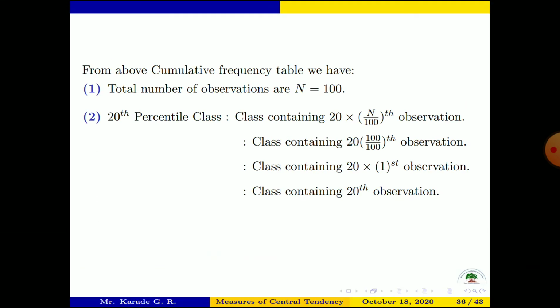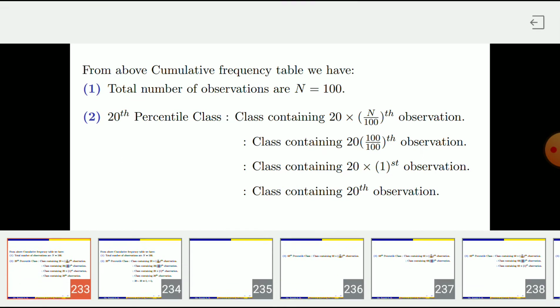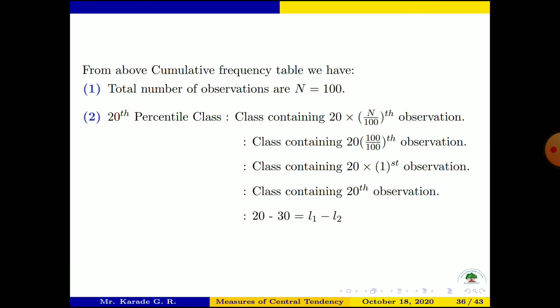So the class containing the 20th observation is nothing but 20 to 30. So for this class, L1 is 20 and L2 is 30.